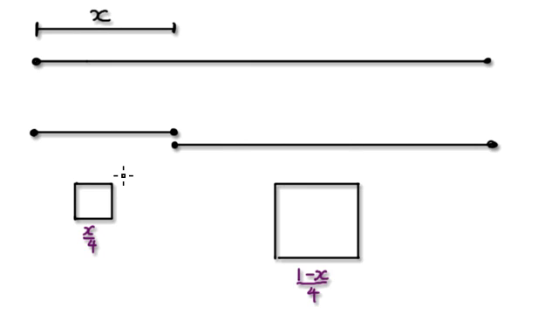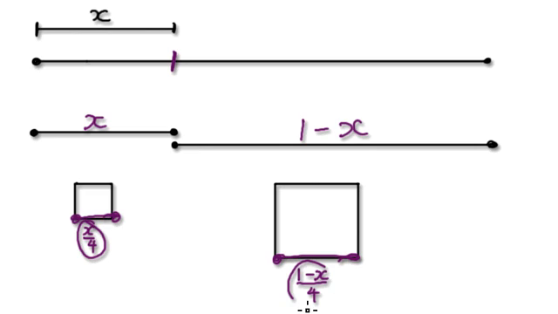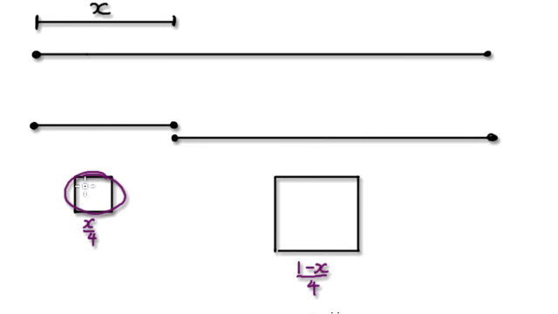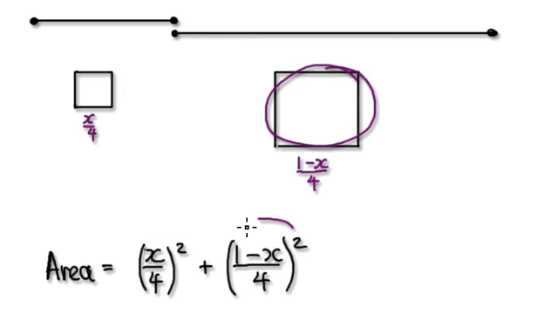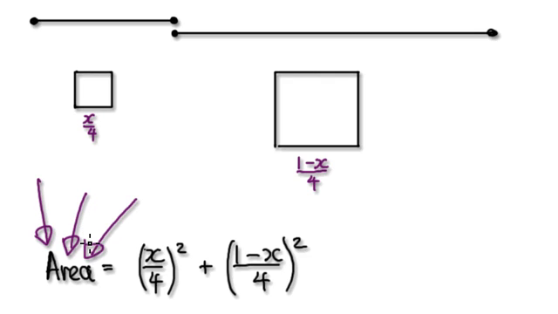Okay, so if you think about it, if you cut the wire here, let's say this length is x, and then this length will be 1 minus x. If this is x, then this side length will be x over 4, and this side length will be (1 minus x) over 4. So this area will be given by this, and this area will be given by this. Now we've got a formula for our area. This is what we're interested in. We want to create the biggest area.